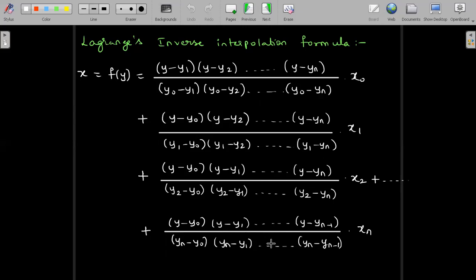Now with all this, we will move on to problems on Lagrange's formula for interpolation and inverse interpolation.